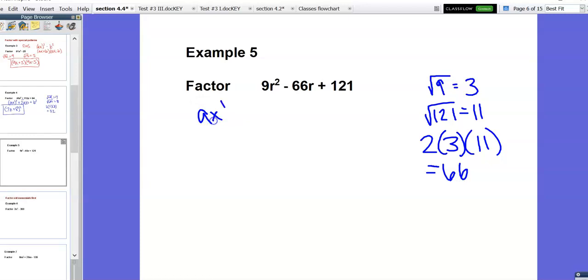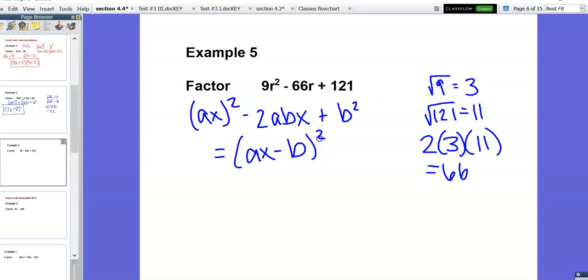So here is where we have the ax squared. This time it's minus 2ab. Sorry, I forgot an x on the last one. There should be an x there too. And then plus b squared. And that's exactly what we have. So the trick here, this time instead of a plus sign in the middle, it'll be a minus sign. So we're going to have 3x minus 11 squared.